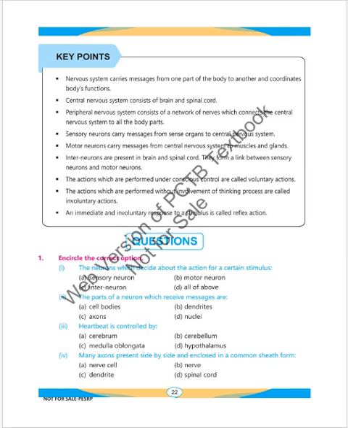Sensory neurons carry messages from sensory organs to the central nervous system. Motor neurons carry messages from the central nervous system to muscles and glands. Interneurons are present in the brain and spinal cord. They form a link between sensory neurons and motor neurons.